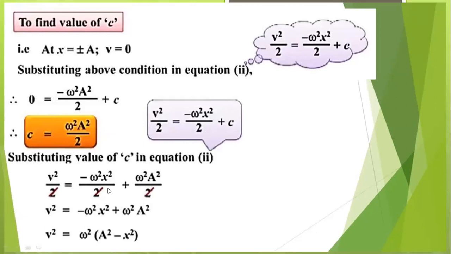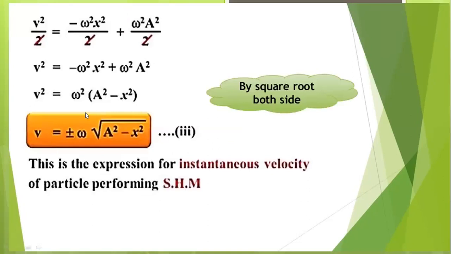Simplify it, 2 gets cancelled, so we get the equation v square is equal to omega square in bracket a square minus x square. Modify this equation. Finally, the equation of velocity is v equal to plus or minus omega under root a square minus x square. Here capital A is the amplitude, x is the displacement, omega is the angular velocity, and this is the instantaneous velocity or linear velocity of simple harmonic motion.